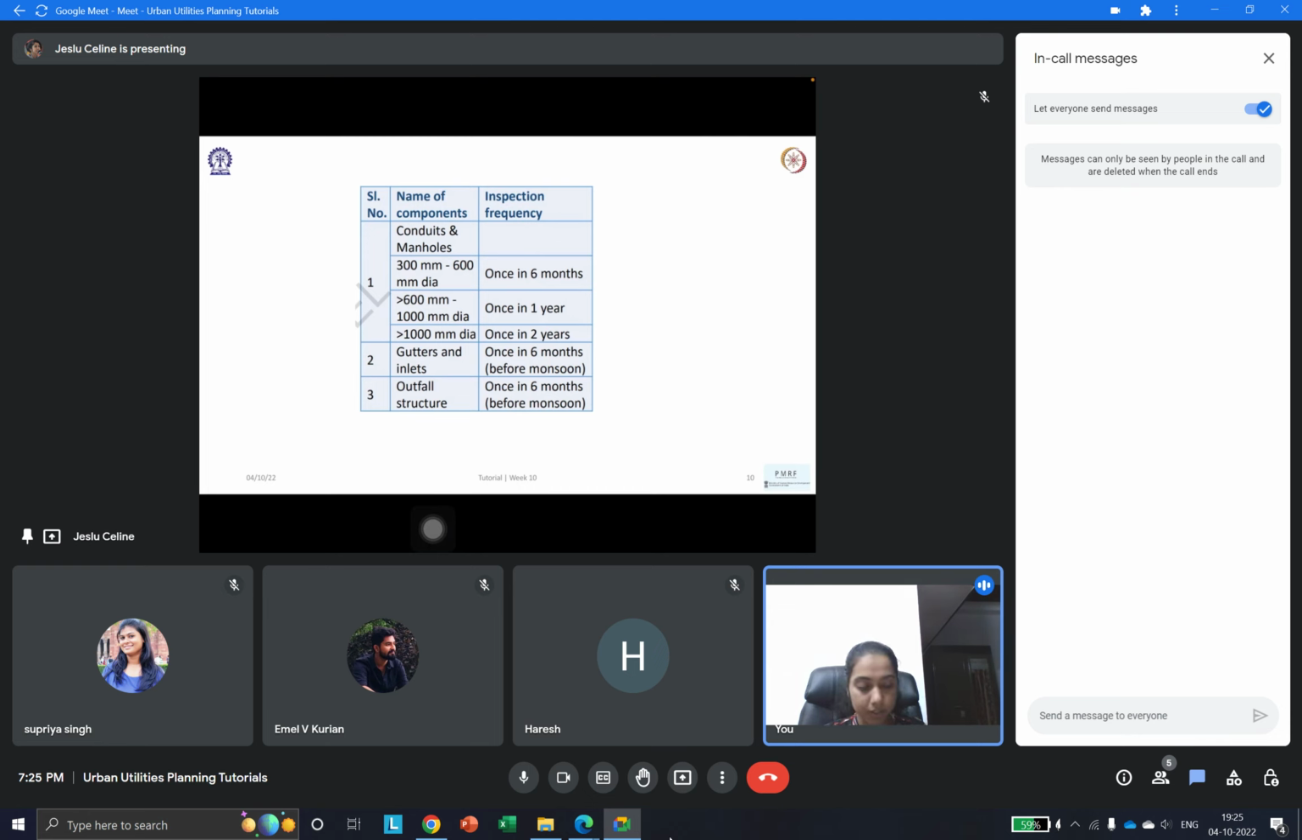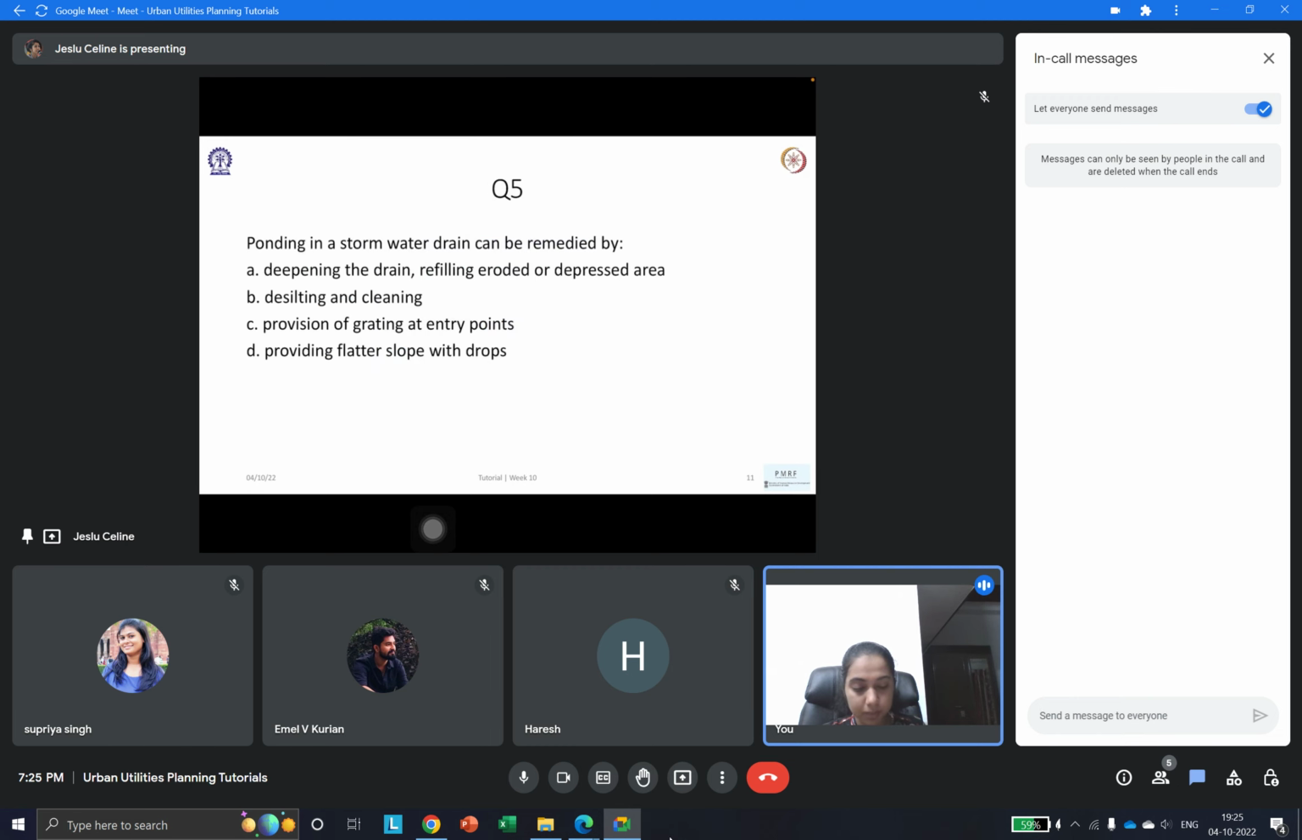So for each component, mostly it is six. Most of the things need to be cleaned every 6 months. That is gutters and inlets every 6 months, outfall structure also in 6 months, even the conduits and manholes in 6 months. Only if the pipe diameter is really high, then we take it like once in 1 year or once in 2 years. But otherwise, in all cases, by default, it is 6 months. Within 6 months, periodic inspection must be done, and if cleaning is required, it has to be cleaned. Mostly cleaning will be required at that time, so it has to be done. Fine. So let's proceed further.